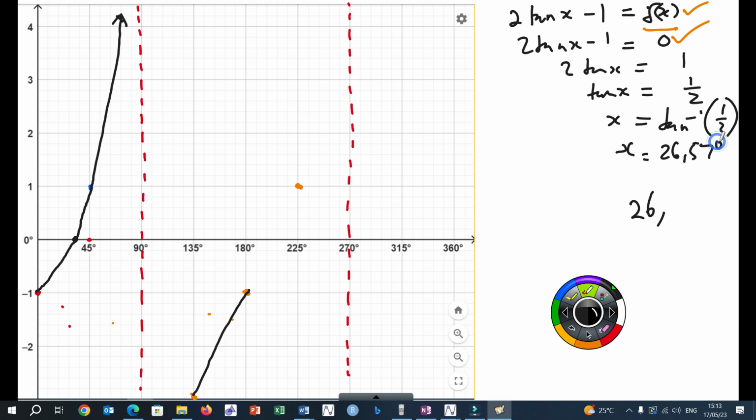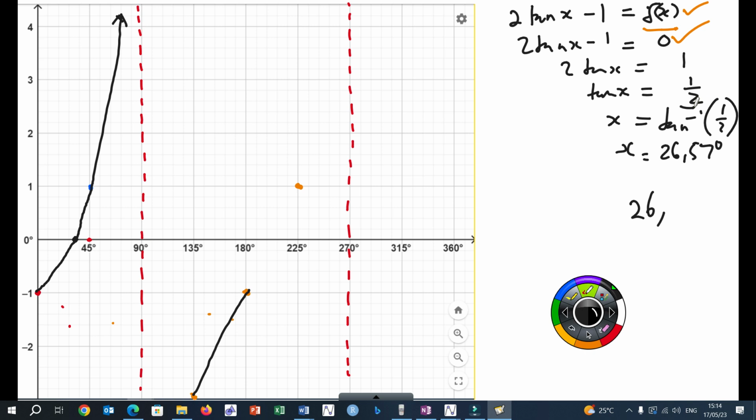26.57. If I give you 26.57 and I ask you to determine an angle in the third quadrant, how would you get it? Find an angle in the third quadrant which gives you the same ratio as a half, tan. Let's not talk about cos, sine. Don't talk about sine and cos.